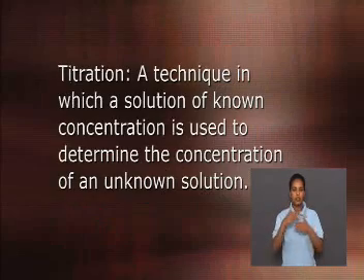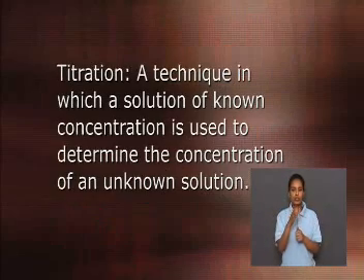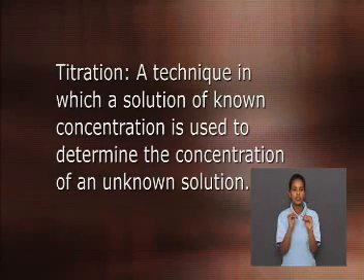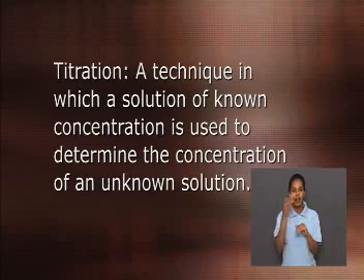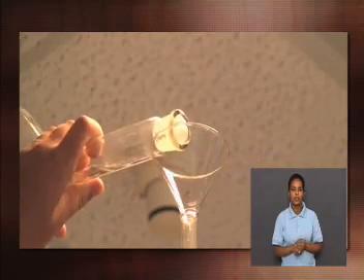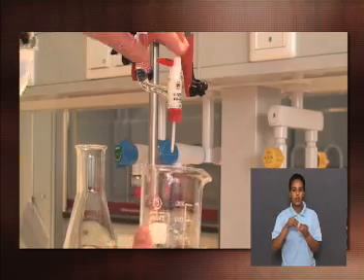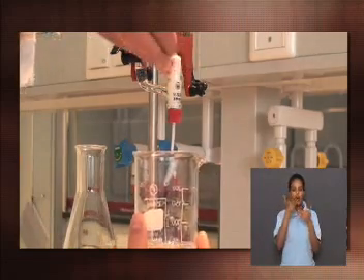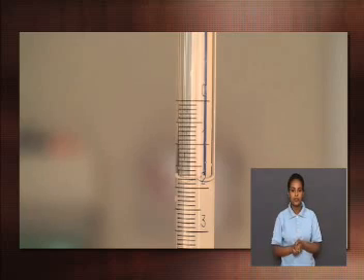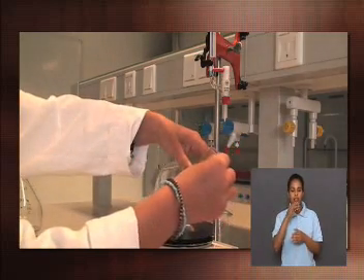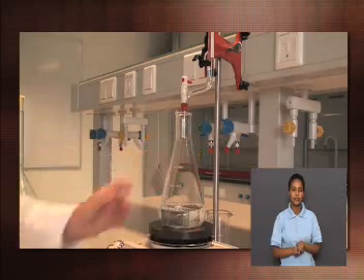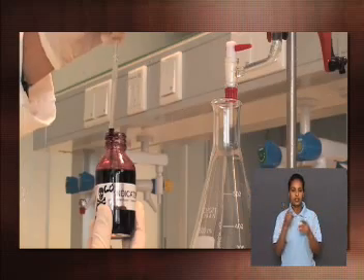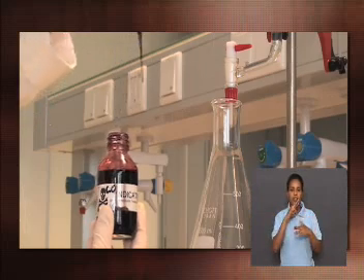Titration is a technique in which a solution of known concentration is used to determine the concentration of an unknown solution. It is typically performed by adding the titrant from a burette into a known amount of analyte. The titrant is the substance that is known, while the analyte is the unknown solution. This process is done until the neutralization reaction is finished.